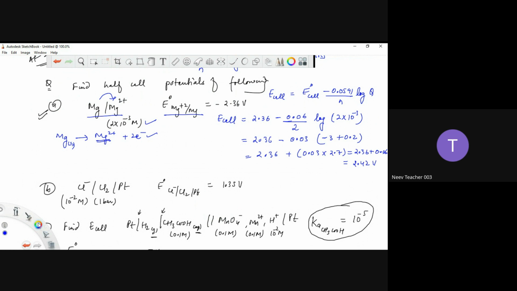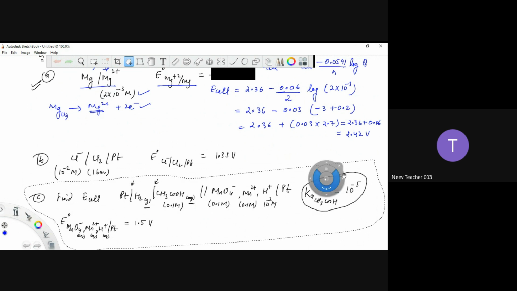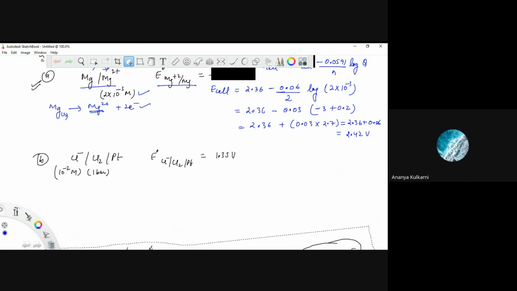Now for option B, sorry, the question B, what will be the value? How are we going to do it? Has anyone solved this question B? So 100. Okay.